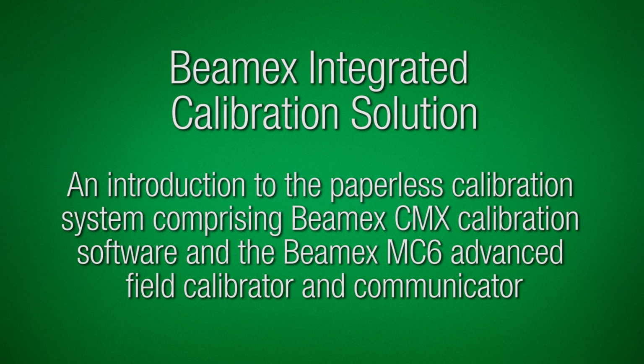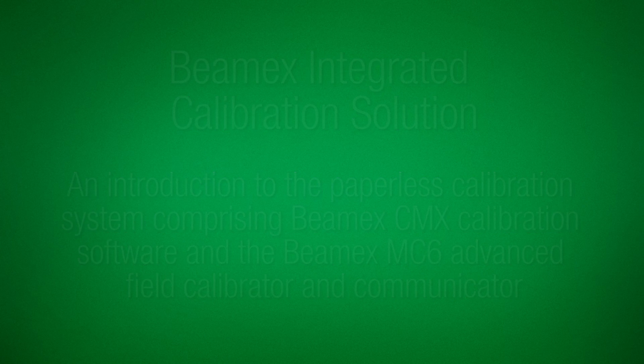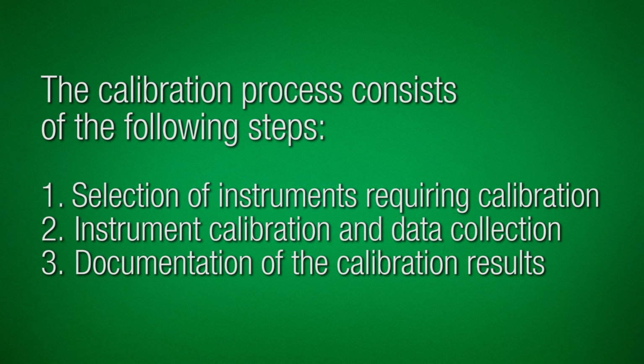This video is an introduction to the paperless calibration system comprising Beamex CMX calibration software and the Beamex MC6 advanced field calibrator and communicator. The calibration process consists of the following three steps. 1. Selection of instruments requiring calibration. 2. Instrument calibration and data collection. 3. Documentation of the calibration results.